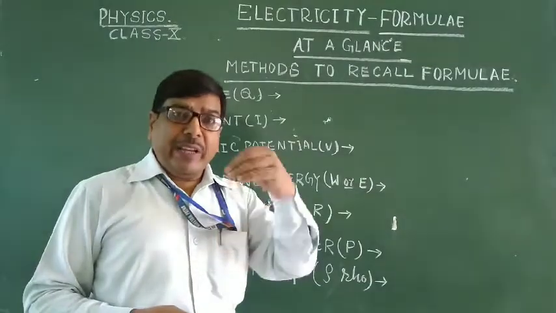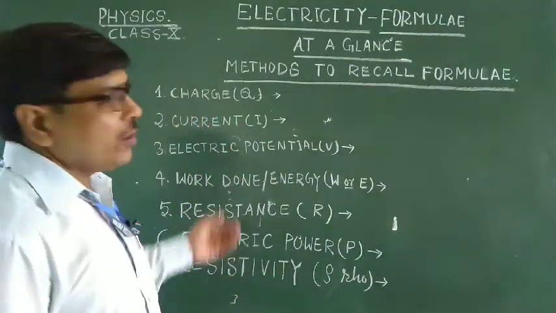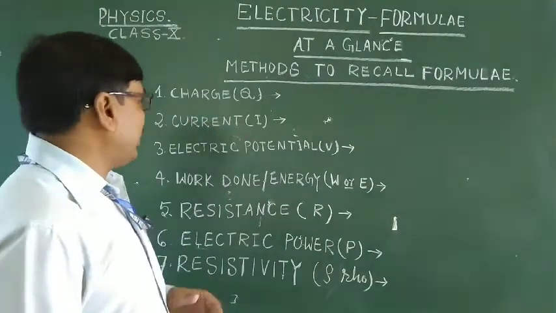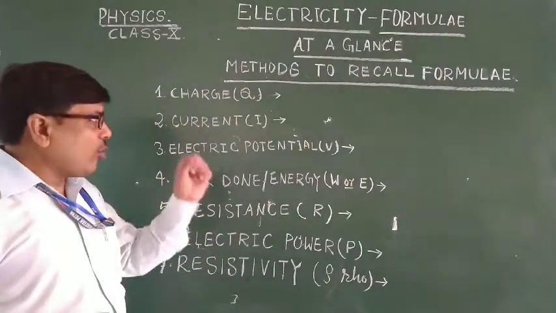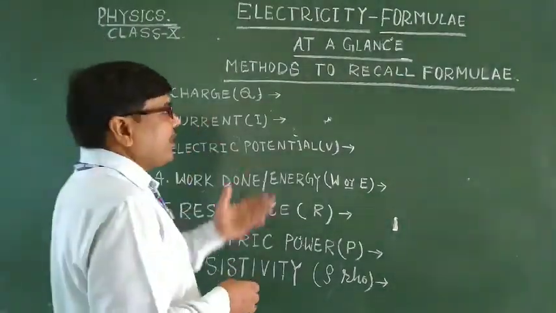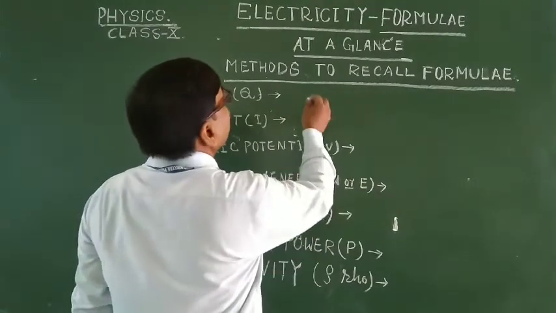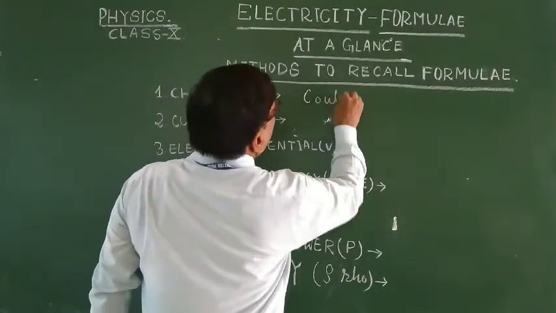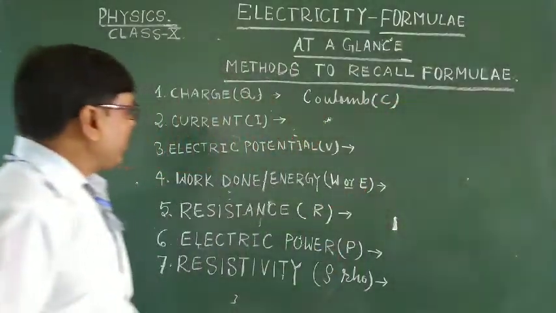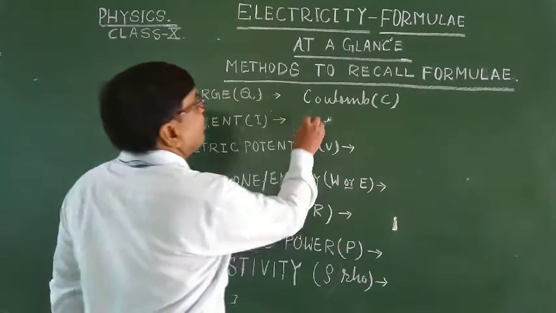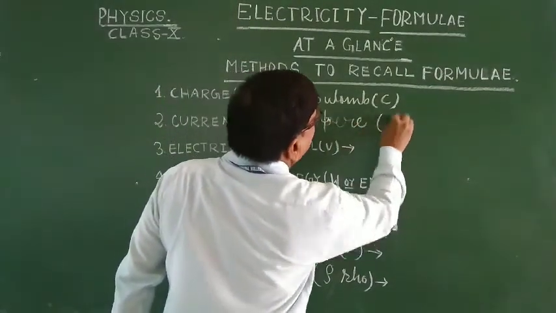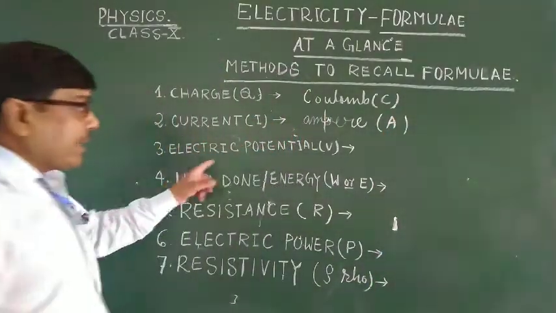First of all, we need to know about some terms which are usually used in electricity. Charge, as we already know the definition of charge. The SI unit of charge is coulomb, named after a scientist. Similarly, current: the unit is ampere, also named after a scientist, Ampere.